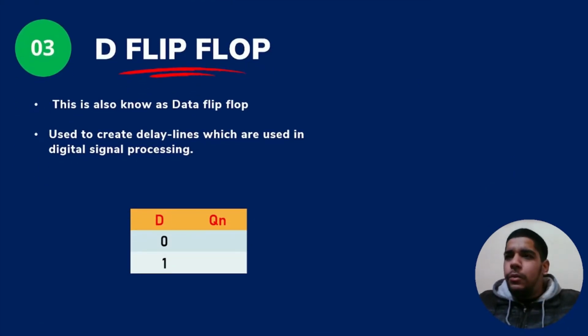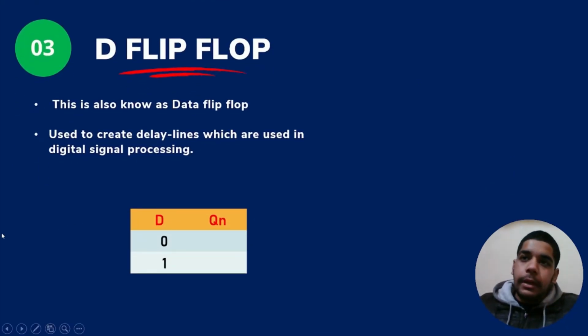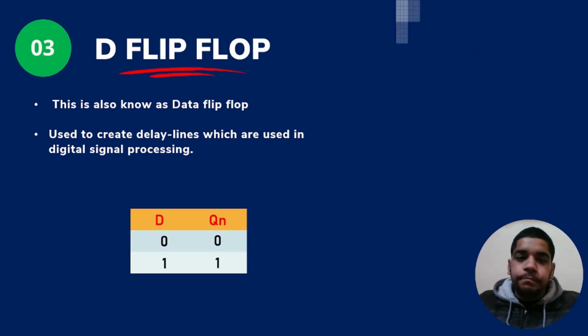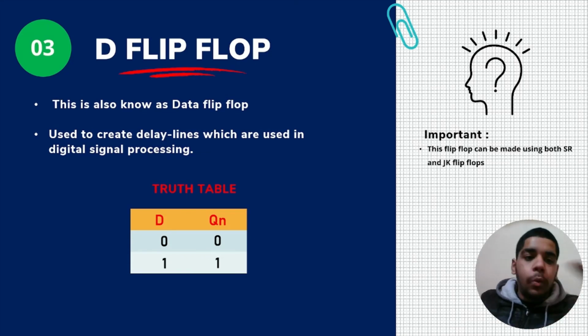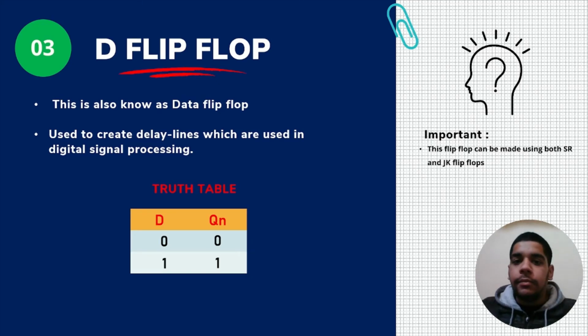The D flip-flop we can also call a data flip-flop. It's also named a delay flip-flop. It's used to create delay lines which are used in digital signal processing. Then if we focus on the truth table of it, then the D flip-flop की truth table सबसे आसान होती है, 0 for 0, 1 for 1. That's all. But the important thing is that this flip-flop can be constructed using both the SR flip-flop or the JK flip-flop. In the previous slide I made it using the SR flip-flop, but you can also make it using the JK flip-flop.